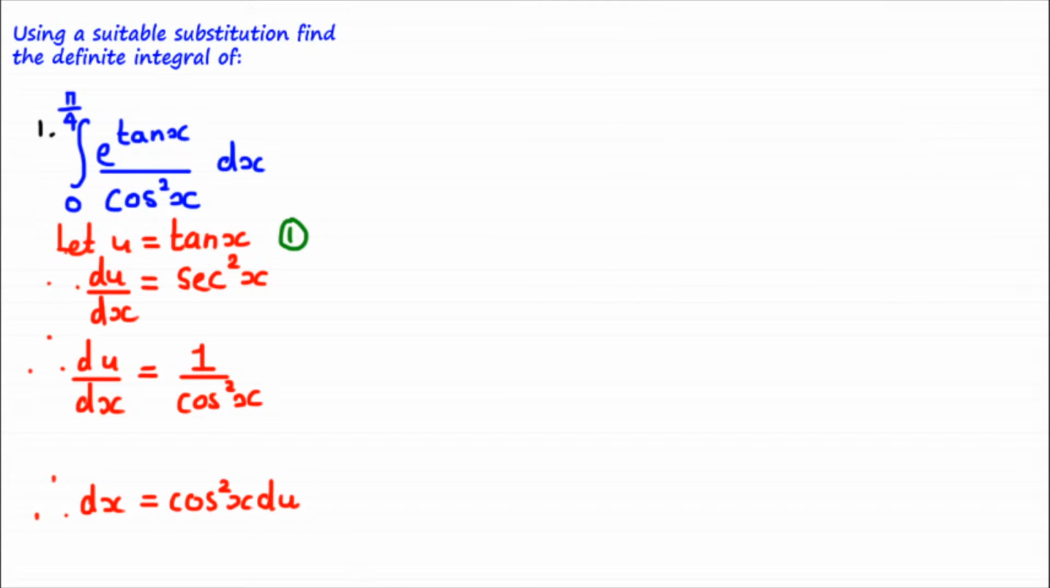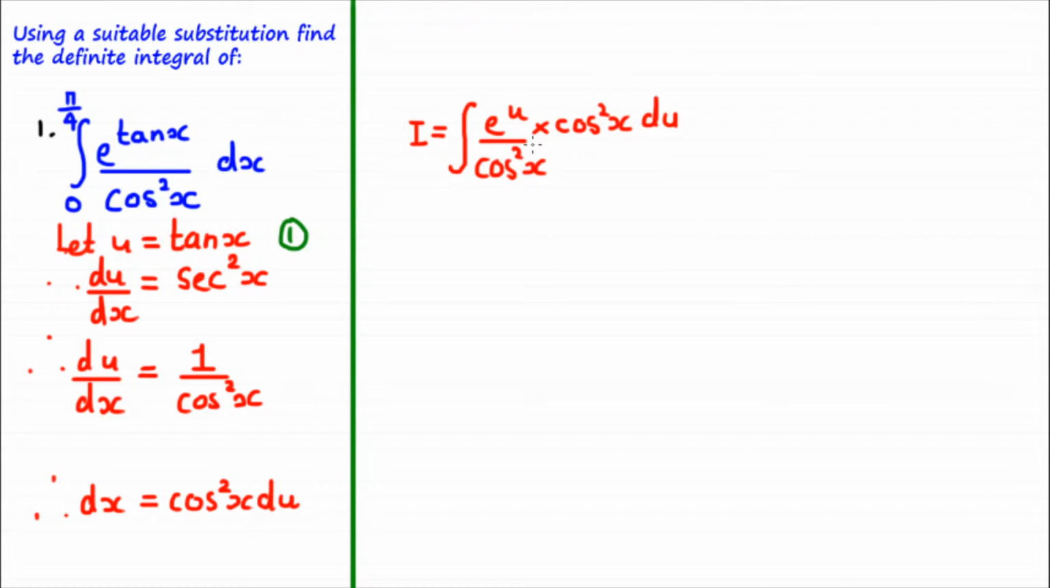All right, so as always, just subbing our terms back into the original integrand, we get the following. We get e to the u times cos squared x du divided by cos squared x, okay? And now you can see a cancelling of terms, okay? So that's going to give us a final integrand of e to the power of u du, okay?